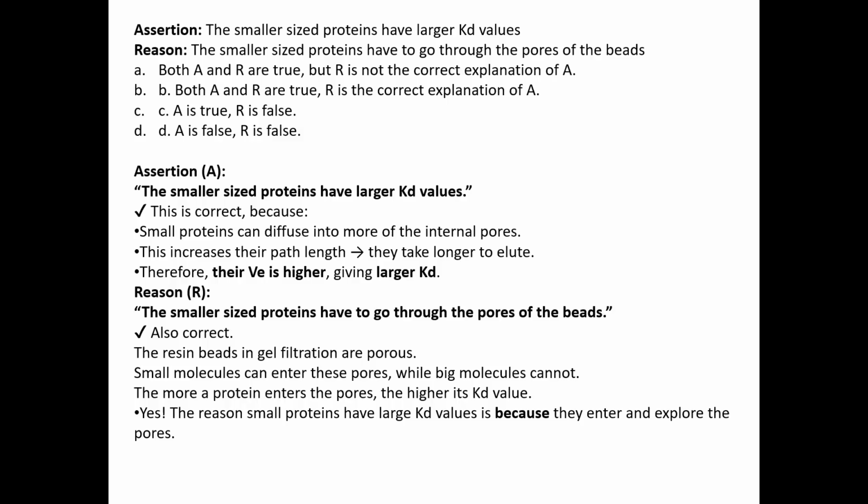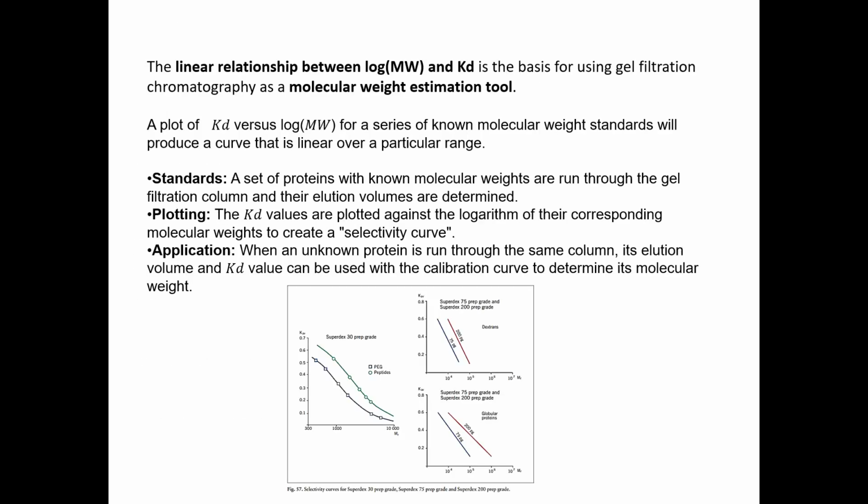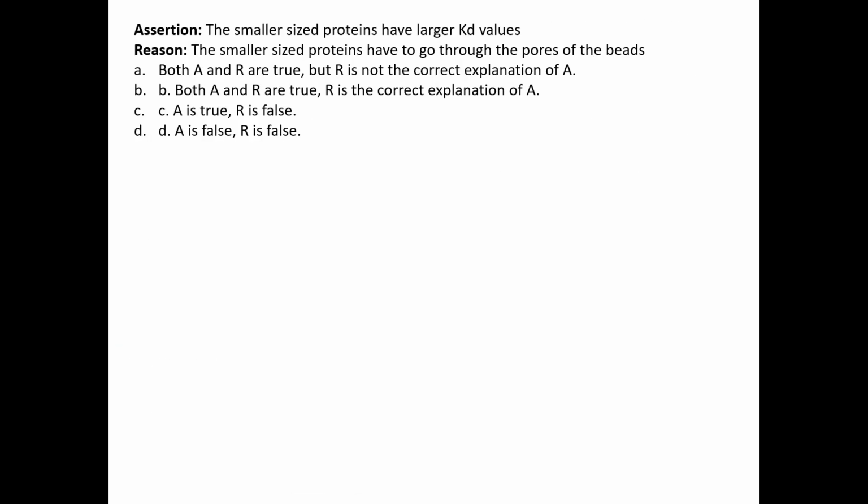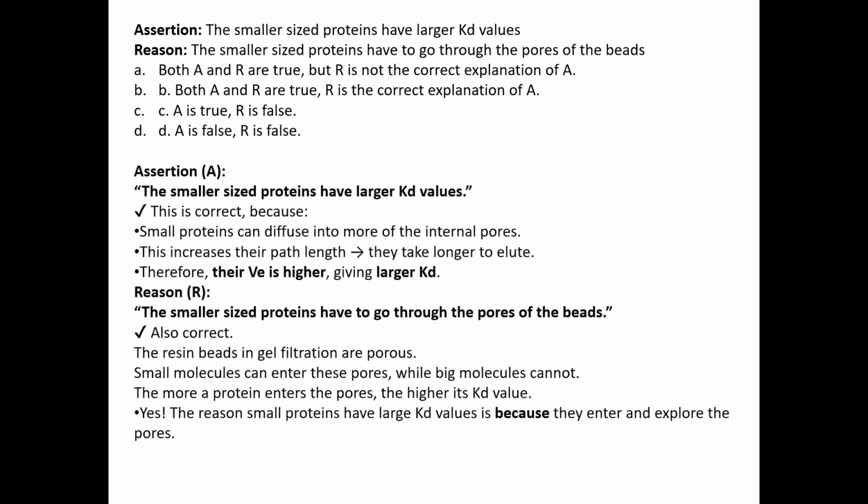A says that the smaller sized proteins have greater KD values. We discussed this: if your protein size is very small or smallest, your KD value is 1, and 1 is maximum. So if the size is small, KD is very high. Someone said A was false. I hope it's clear now.